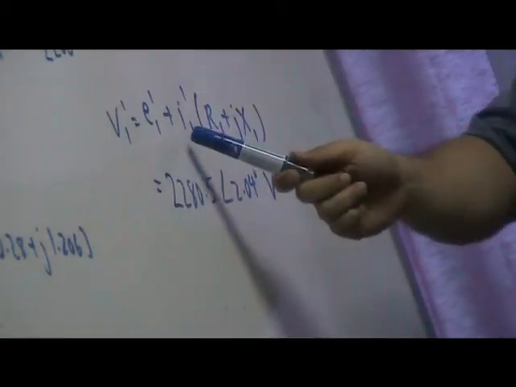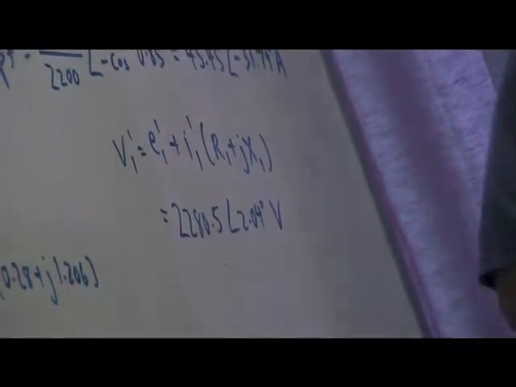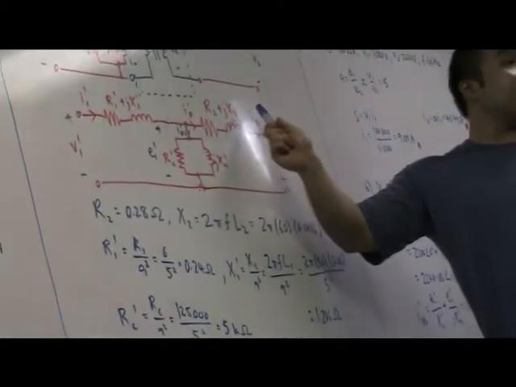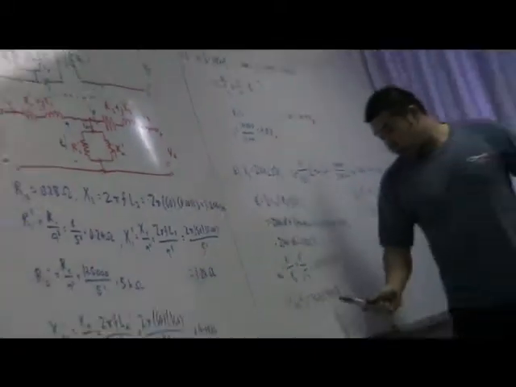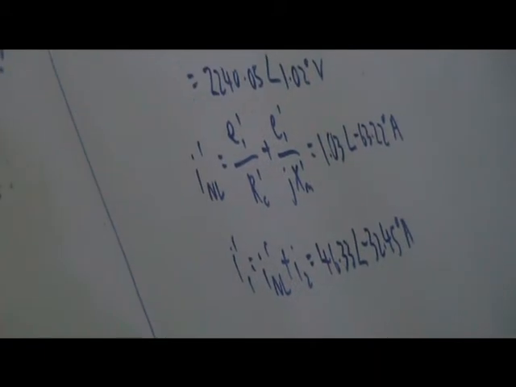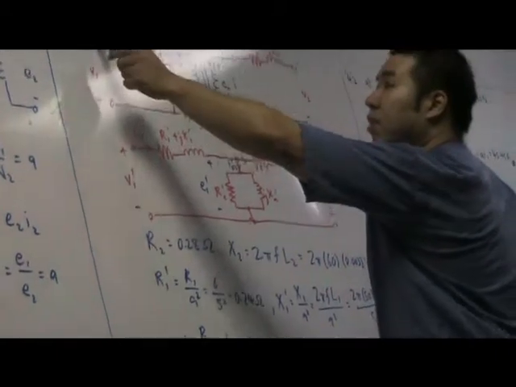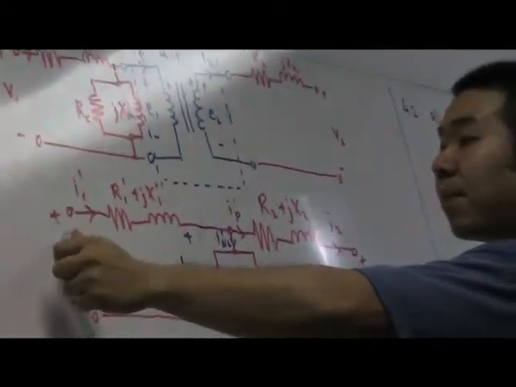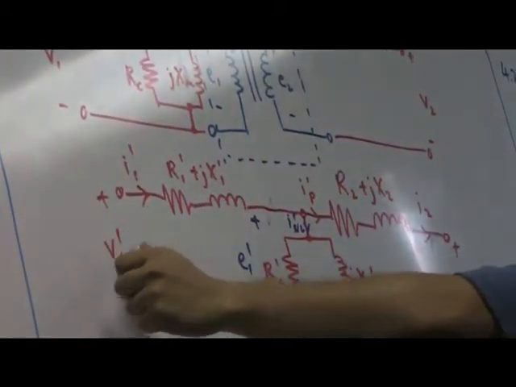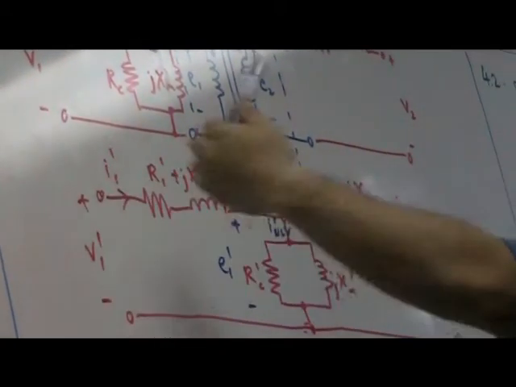So V1 prime will be E1 prime plus I1 prime times R1 plus JX1. Again that's KVL, so you end up with this answer. The input current I1 prime is this no load current plus this current. That's KCL, so you end up with this. Now the question asks us to find the input voltage and input current. Input voltage is V1, input current is I1. What we have calculated is V1 prime, I1 prime, or V1 reflected to the secondary, I1 reflected to the secondary.